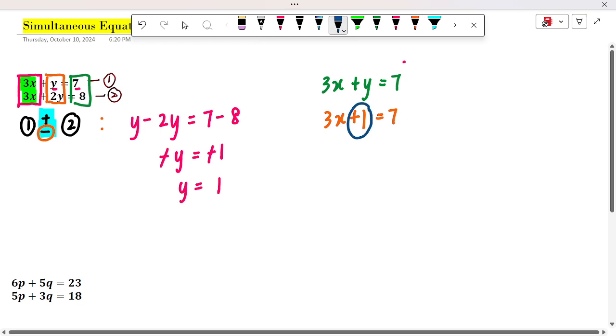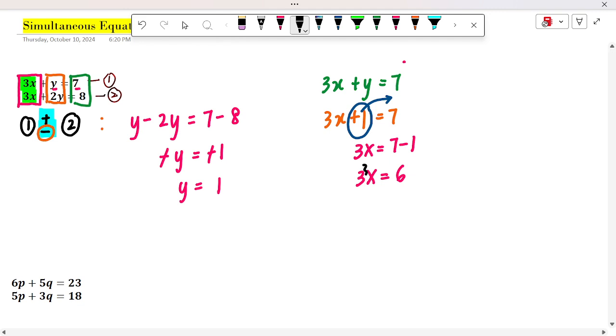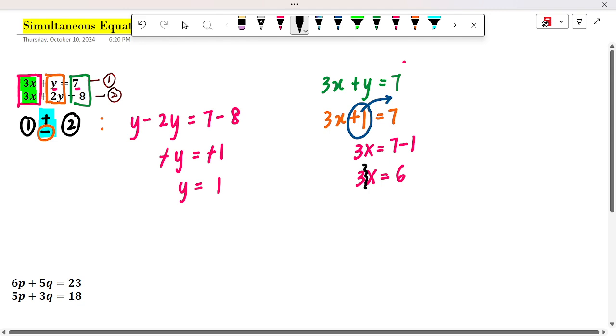Next step, positive 1 shift here will become negative 1. So 3x equals to 7 minus 1. 3x equals to 6. Last step, you need to shift your 3. The relationship of 3 and x is times. So times, you shift here, it will become divide. So x equals to 6 over 3, where your answer will be 2. So final answer, x is 2. So rewrite your answer, x is 2 and y is 1.